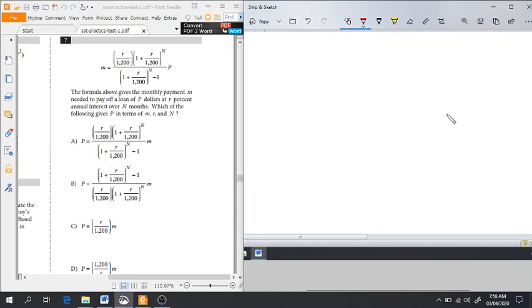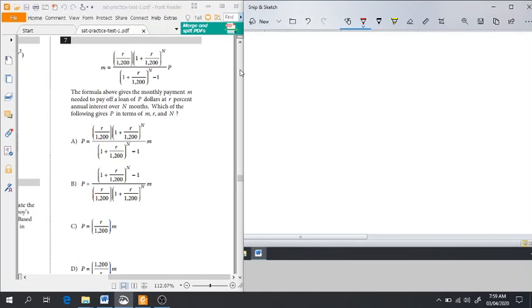So the formula above gives the monthly payment M needed to pay off a loan of P dollars at R% annual interest over N months. Which of the following gives P in terms of M, R and N? They're asking for P in terms of M, R and N. Now look at this question. So this entire expression is multiplied by P. So I have to make P the subject.